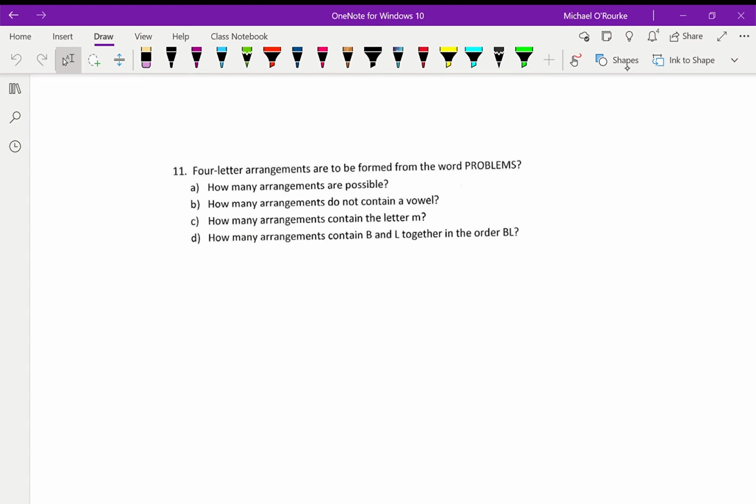How many different 4-letter arrangements can be formed with the word problem? So arrangements means order. So A, how many different arrangements? Well, if we think about it, 4 letters. How many letters are there? 1, 2, 3, 4, 5, 6, 7, 8. There are 8 letters altogether. So order matters. We have 8 options. We want 4 of them. So it should be 8P4.